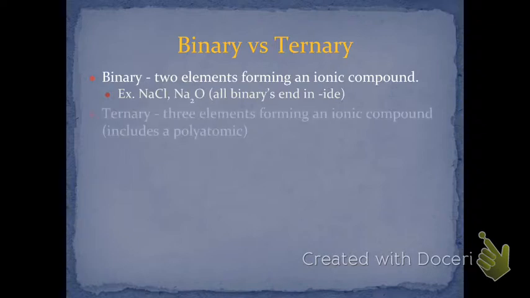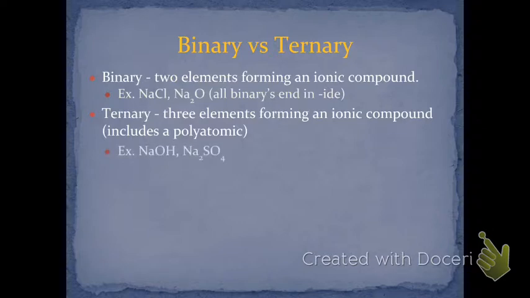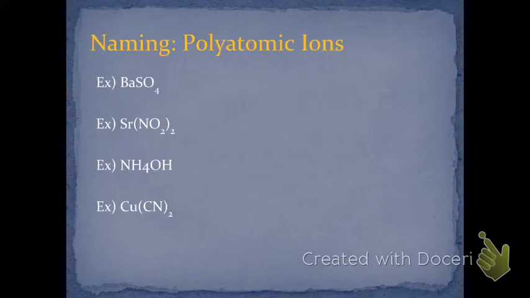Ternary means there's three elements forming an ionic compound. So it has to include a polyatomic. And so what we mean is, notice your cation, your metal, is this, your anion is OH, right? But notice there's 1, 2, 3 elements. Here you have 1, 2, 3. So they always have to include a polyatomic to get the second and third element. So that's what a ternary compound is.